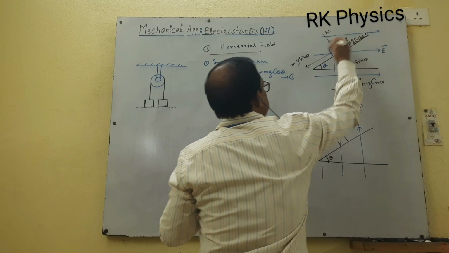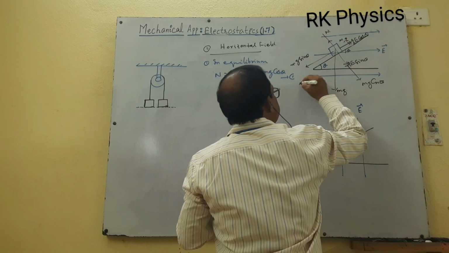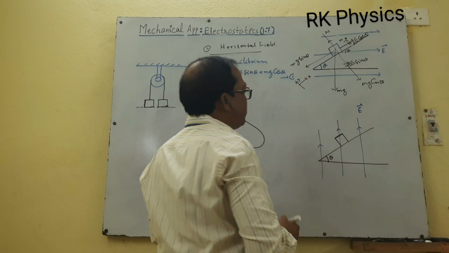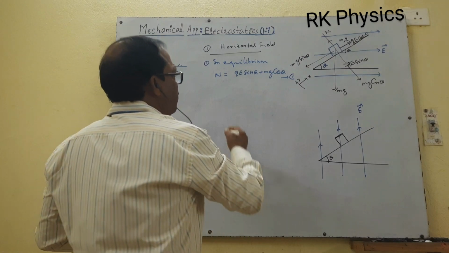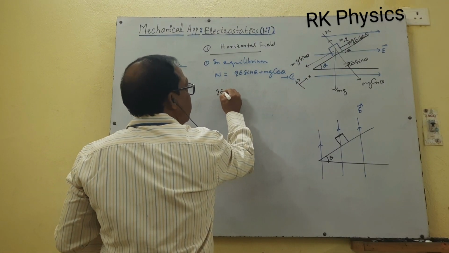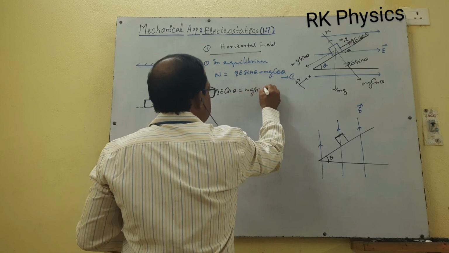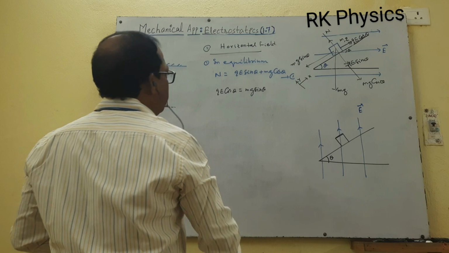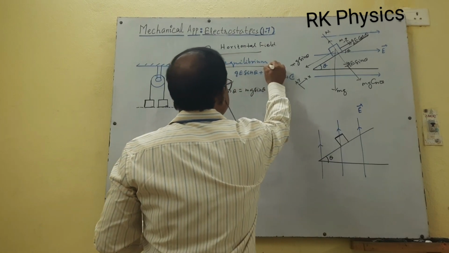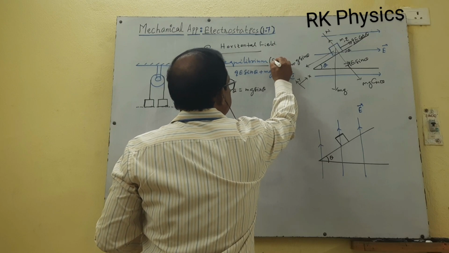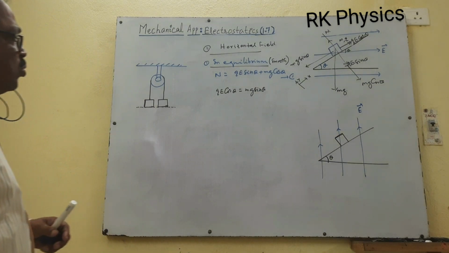Now take this direction as the x coordinate, and this direction as the y coordinate. So along the y coordinate is the normal reaction, and along the x coordinate you take qE cos theta equal to mg sin theta. This is the value. qE cos theta equals mg sin theta. This is in equilibrium, that is, the surface is smooth. This is the condition: the surface is smooth.